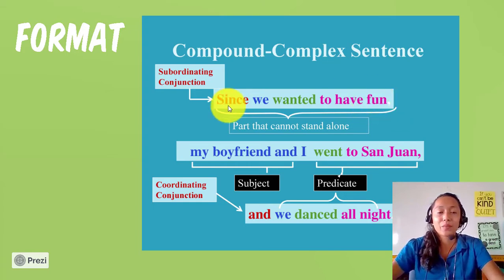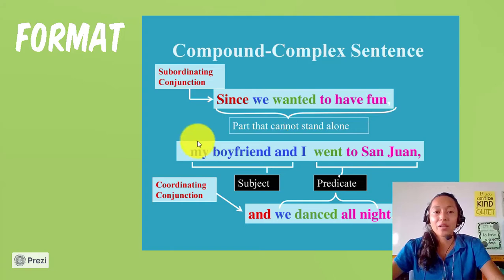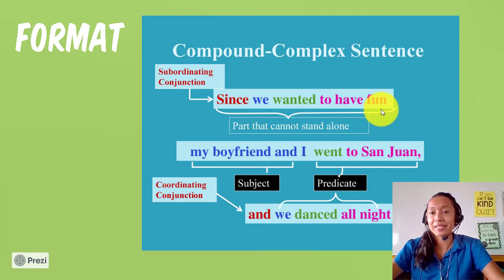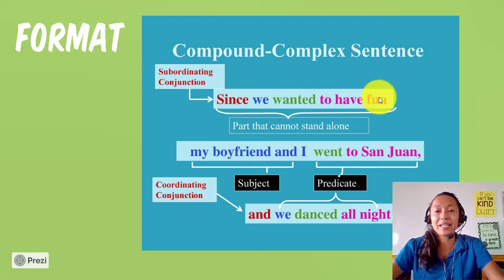So the sentence would read something like, since we wanted to have fun, my boyfriend and I went to San Juan and we danced all night. Here you can see that the coordinating conjunction and is joining the compound part, and because it's a compound part, it needs a comma, right? Here, the subordinating conjunction starting is since, and this part here is the complex part of the sentence. Because it's starting the sentence, it needs a comma as well right here. This is how a compound complex sentence looks.